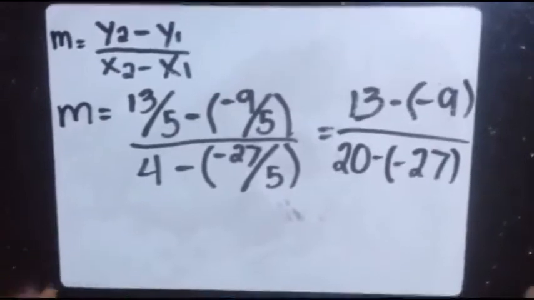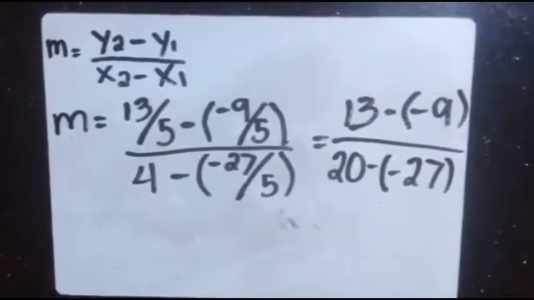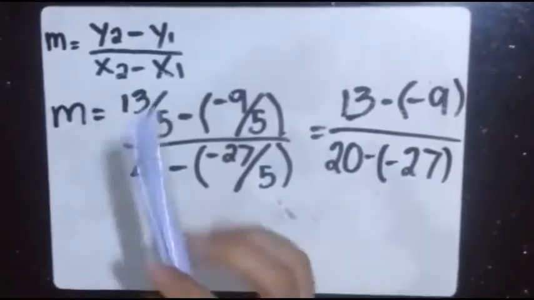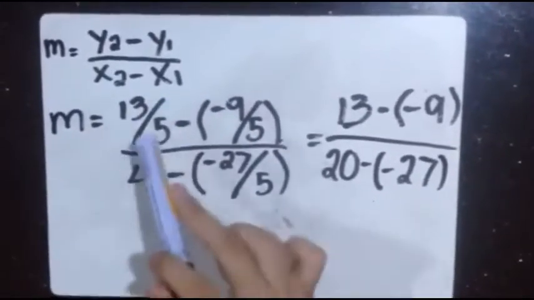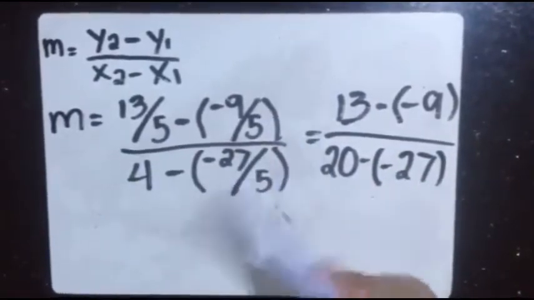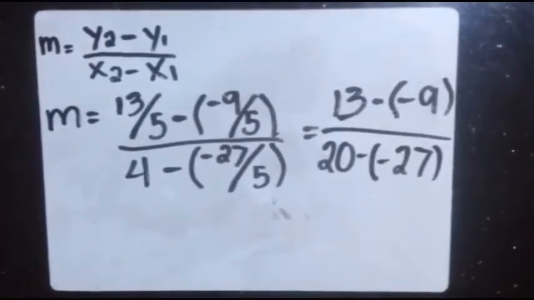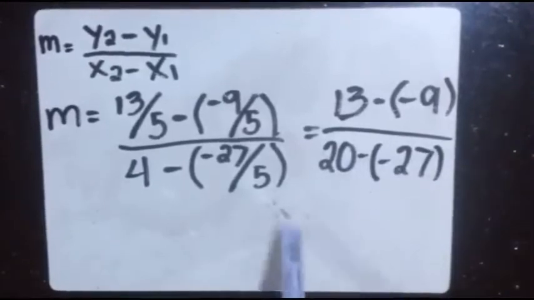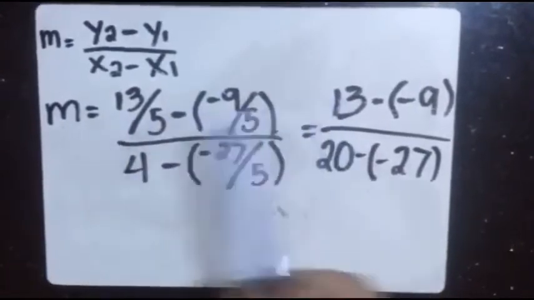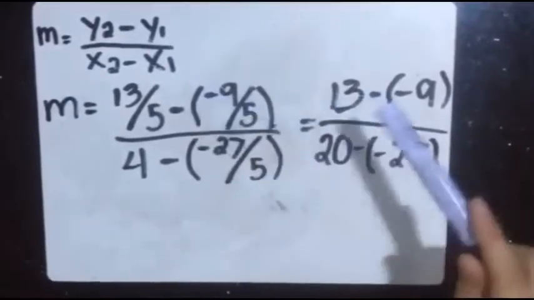To solve for line 1, again, we will be using the formula m equals y sub 2 minus y sub 1 over x sub 2 minus x sub 1. The next step, I will be substituting, so it will become 13 over 5 minus negative 9 over 5 over 4 minus negative 27 over 5. Again, it is a complex fraction, so you have to find the LCD and divide and multiply. So the LCD is 5, so 5 divided by 5 equals 1 times 13. Then 5 divided by 5 equals 1 times negative 9.